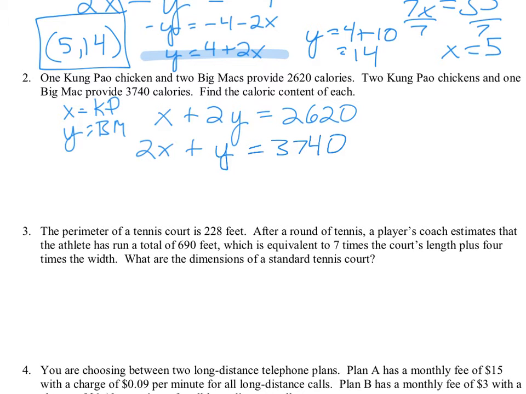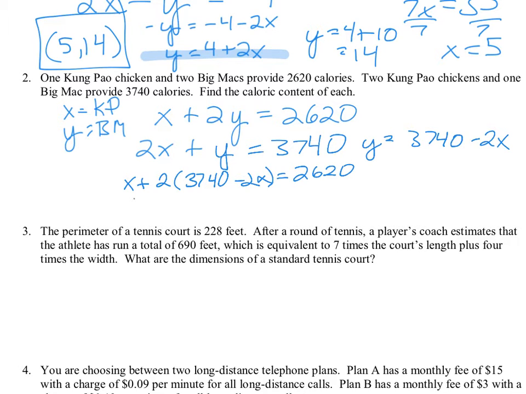Okay, this shouldn't be too difficult. I have an x or a y. We kind of like solving for the y, so I'm going to do that. y is equal to 3740 minus, not y, sorry, minus 2x. All right, so I substitute that in. x plus 2 times (3740 minus 2x) is equal to 2620.